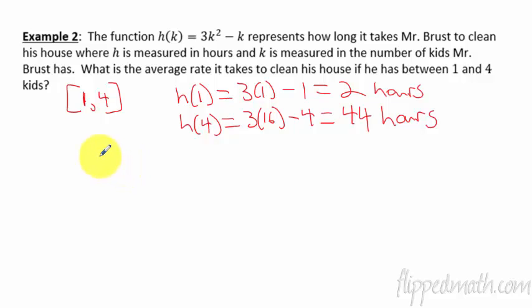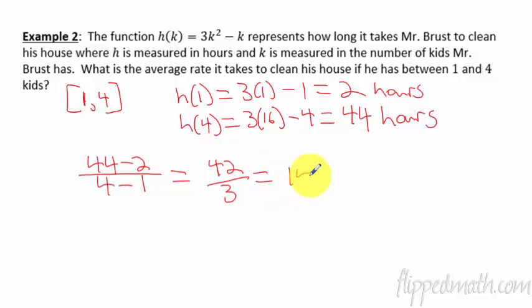All right, so then what's going on here? The average rate of change is going to be the y value. So let's go 44 minus 2 over, and since I started with the 44, I got to start with the 4 on bottom. 4 minus 1, that's going to equal 44 minus 2 is 42 over 3. And does that go in evenly? I believe it does. And that is 14.